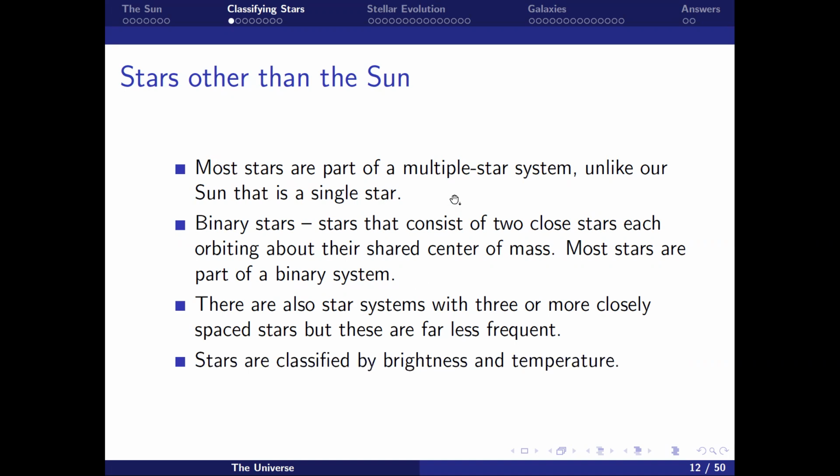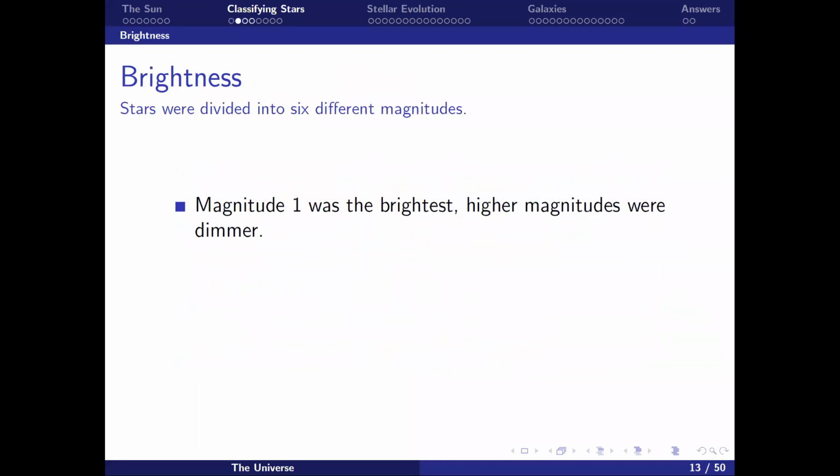And the way that we're going to classify our stars is by brightness and temperature. So we'll start off with brightness. So when astronomers first decided to classify stars according to brightness, the brightest star in the sky was given a magnitude of 1. Higher magnitudes than that were dimmer. So a high magnitude star is dim.